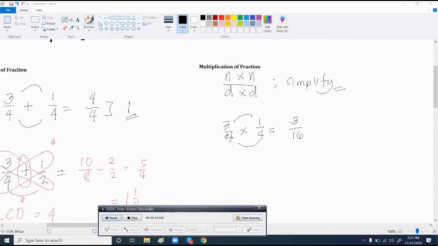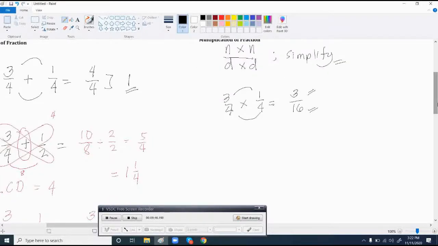Example, you have 3/4 multiply 1/4. All you have to do is to multiply your numerator to your numerator, which is 3 multiply 1 will give you 3. Multiply your denominator to your denominator, which is 4 multiply 4 will give you 16. If the number has no common factor, that would be your simplified answer. If the number can still be simplified, just find the common factor and try to simplify your number.